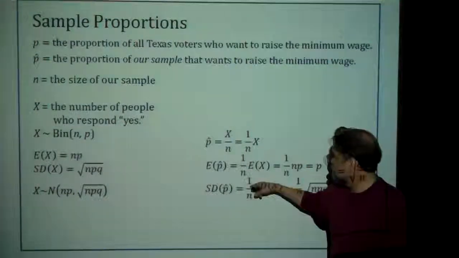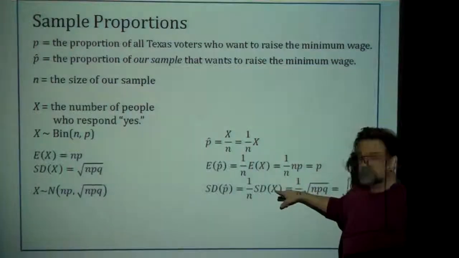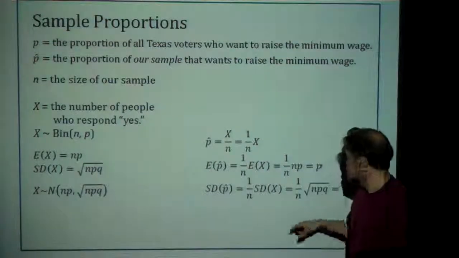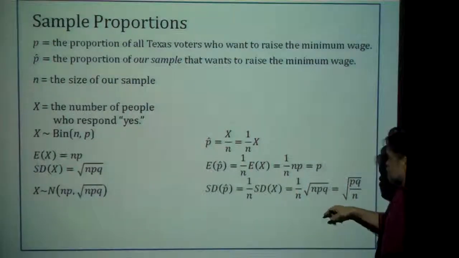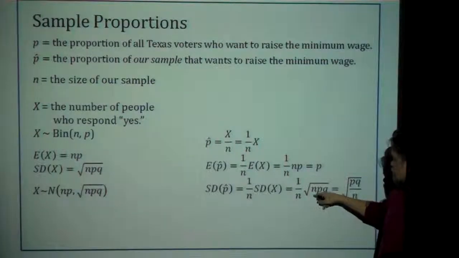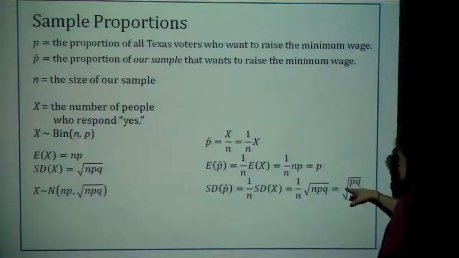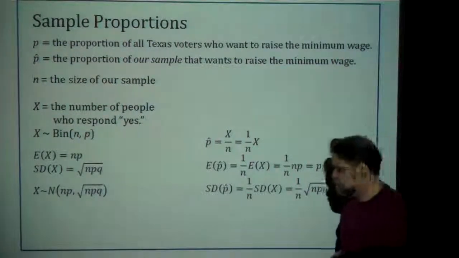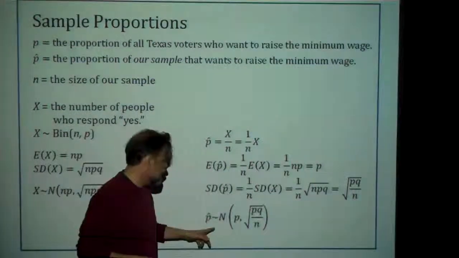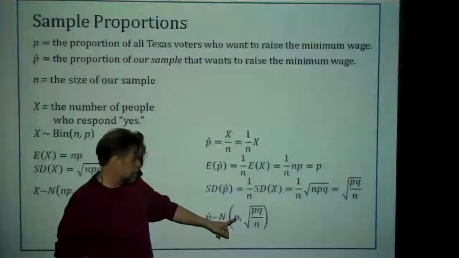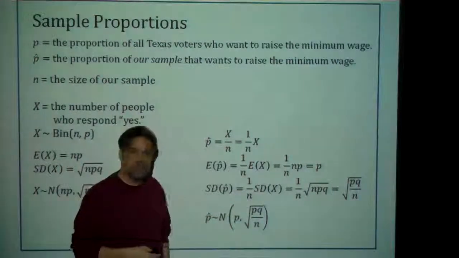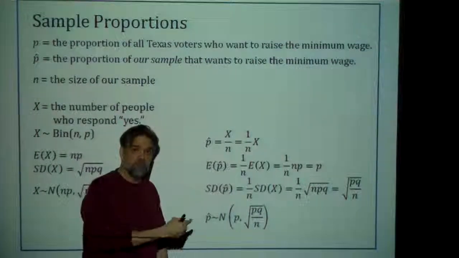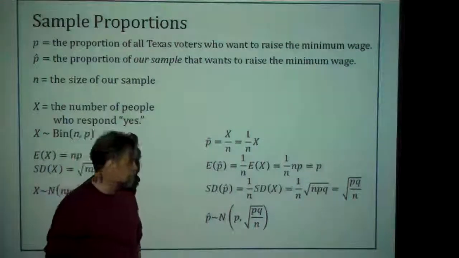Okay? Now let's look at the standard deviation. The standard deviation of p hat is going to be 1 over n times the standard deviation of x, and the standard deviation of x was the square root of npq, so that means it's 1 over n times the square root of npq, and if we cancel out the n's there, we get the square root of pq over n, okay? And that means that p hat is normally distributed with a mean of p and a standard deviation of the square root of pq over n. If you haven't written this down by now, pause the video, write that down, it's important, okay?